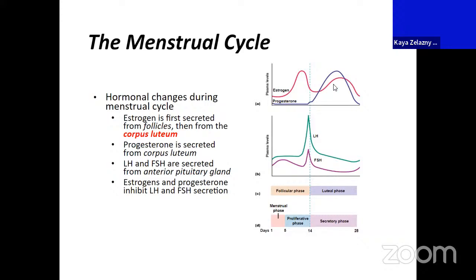So you can imagine that if we didn't have the corpus luteum making this estrogen and progesterone, maybe we'd stay way up here for LH and FSH levels. But we've got this negative feedback coming from the corpus luteum telling us to pull it way back down. So we end up seeing just this one little spike here.